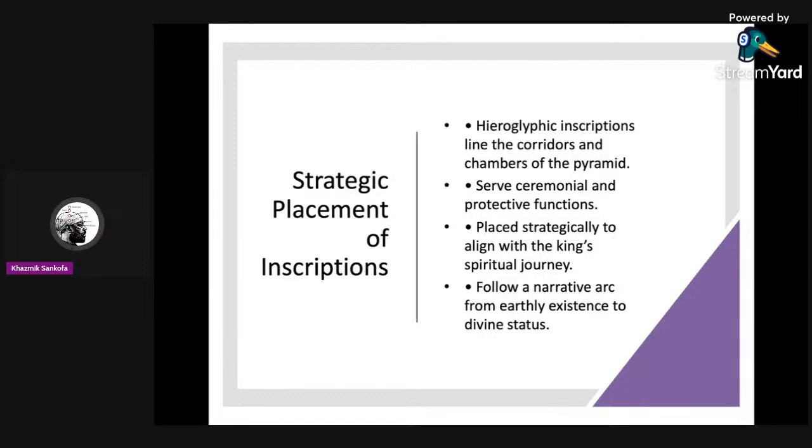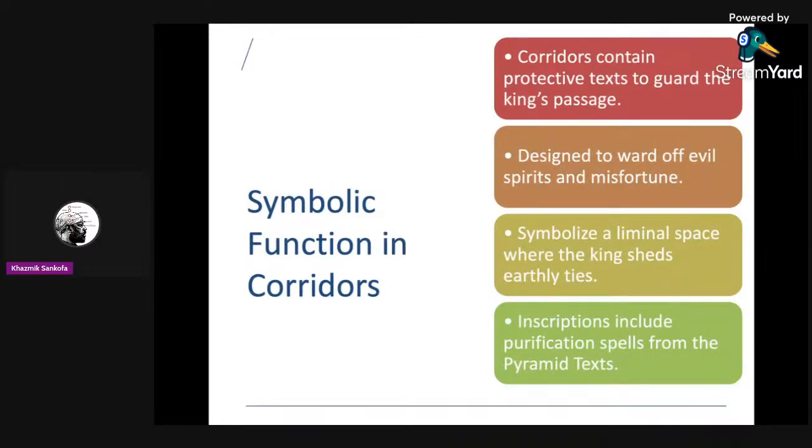So we're now talking about the strategic placement of the glyphs. The hieroglyphic inscriptions line the corridors and the chamber of the pyramid. Right? It serves ceremonial functions and is placed strategically inside the pyramids. The corridors contain protective text to guard the king's passage, designed to ward off evil spirits and misfortune. So when it says the corridors, it's that small space leading into the bigger chamber, coming down from the passageway.